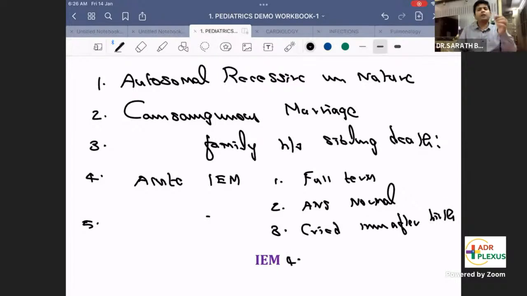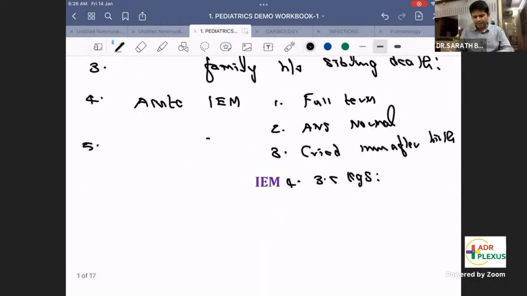Amma, what is the weight of the child? The weight of the child, let me say 3.5 kgs. Okay, fine. And you are examining the baby from top to bottom, from head to foot. The child is absolutely fine.